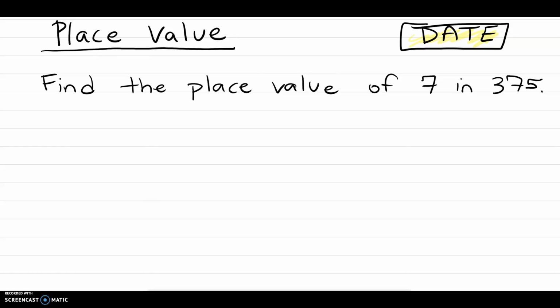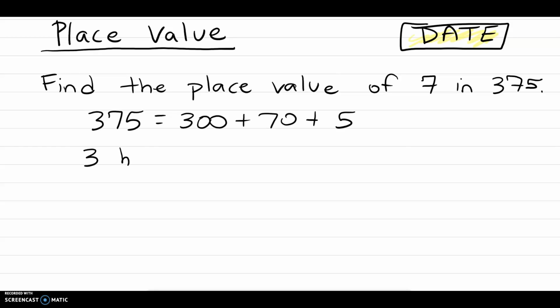So let's break up 375 into what we know. We know that 375, written in expanded form, is 300 plus 70 plus 5. So the way we write that would be 3 hundreds, seven tens, and 5 ones.